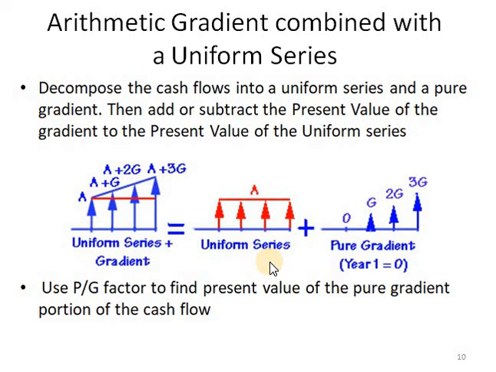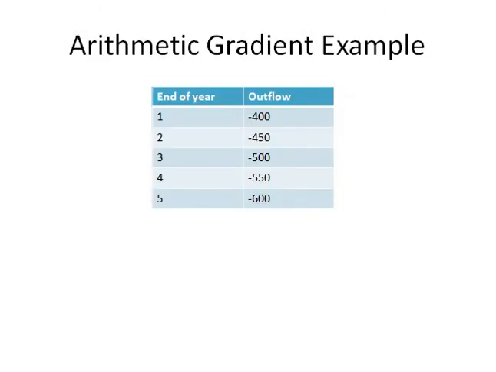Now I can get the present worth of this arithmetic gradient, or I can get the annuity of it. How do I do it? The first thing to do is to split it into two parts, then get the present worth of this part and the present worth of this part, and add them together. Let's look at this exercise.